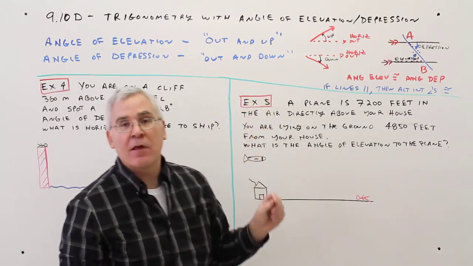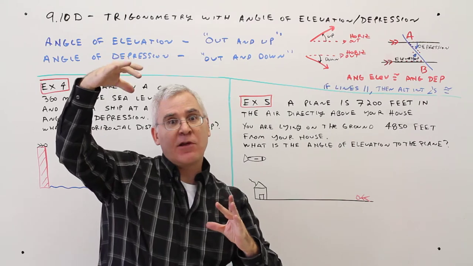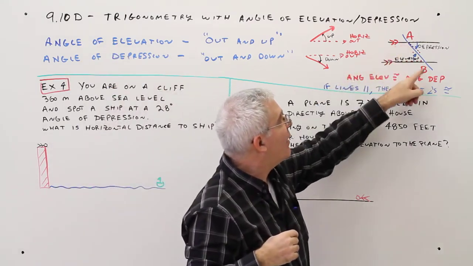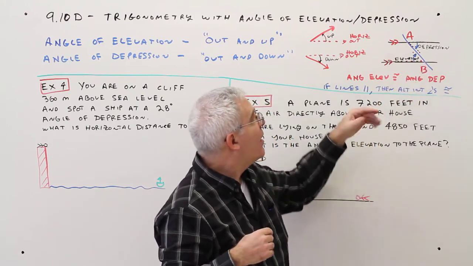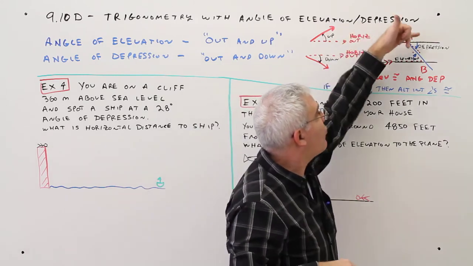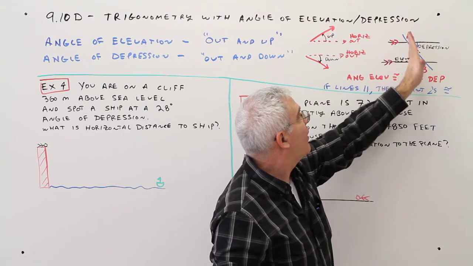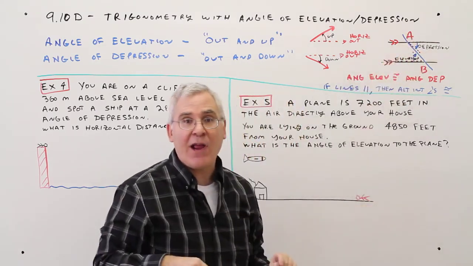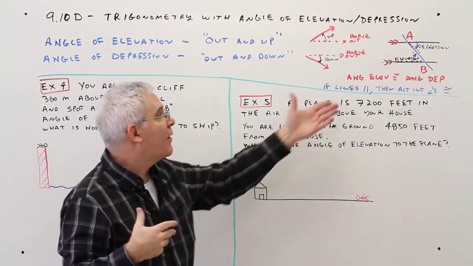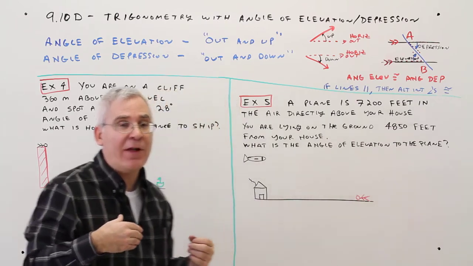One thing to note, for two observers, one's angle of elevation is congruent to the other's angle of depression. So let's say I've got a person sitting at point A and point B. Notice I've got two horizontal lines. This angle of depression is straight out and then down. This angle of elevation is straight out and then up. So what I've got is alternate interior angles, and if lines are parallel, then alternate interior angles are congruent. So just keep that in mind. The angle of depression is congruent to the angle of elevation.